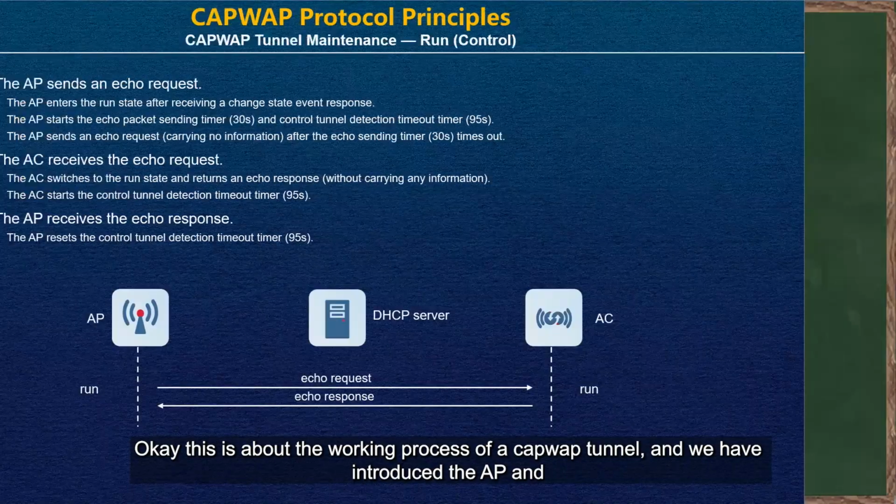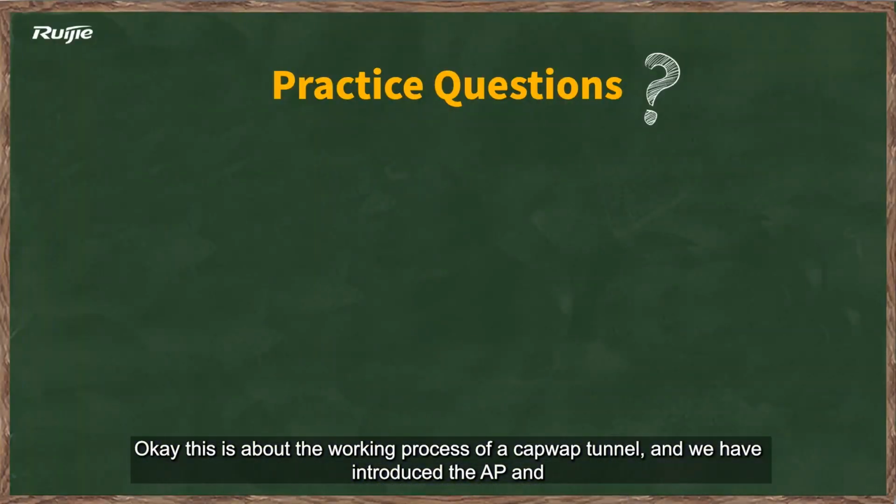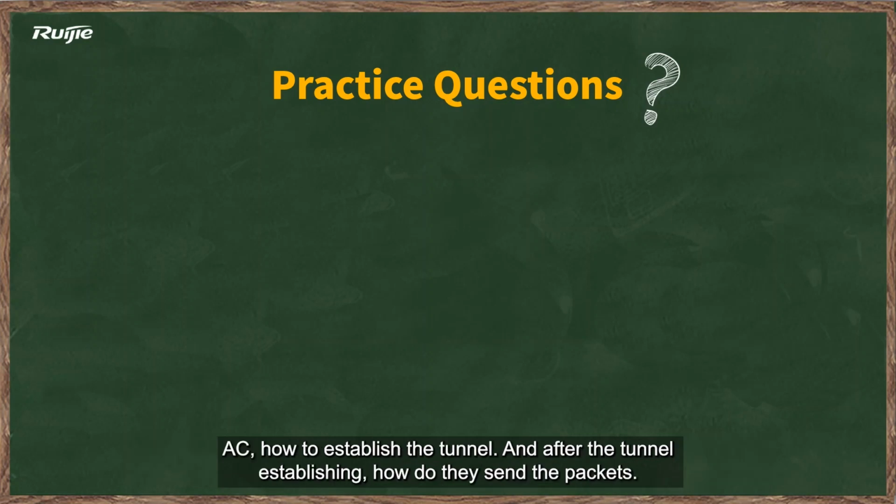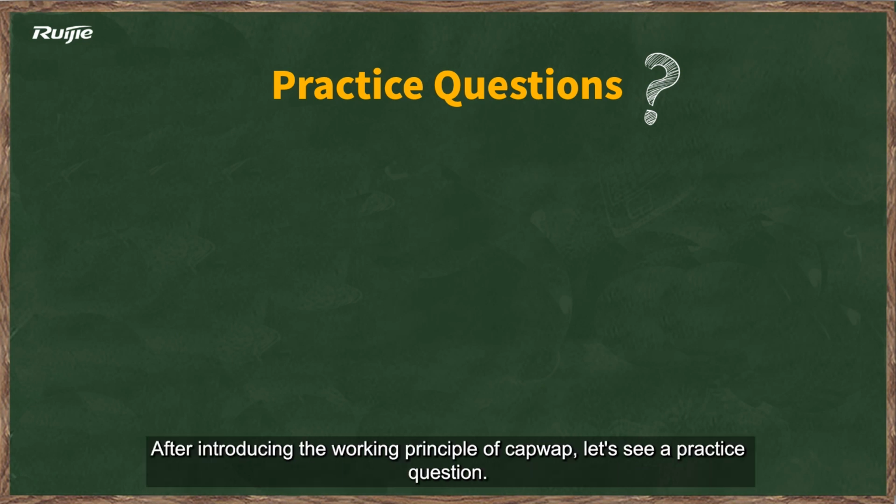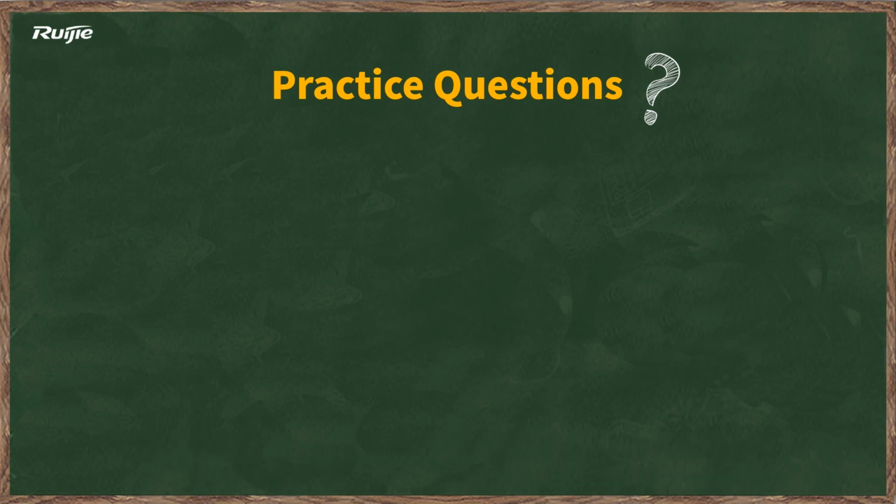Okay, this is about the working process of CAPWAP, and we have introduced how the AP and AC establish the terminal, and after the terminal is established, how they send packets. Okay, after introducing the working principle of CAPWAP, let's see a practice question.